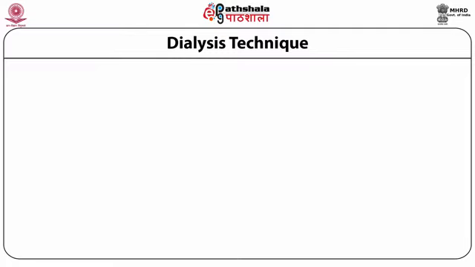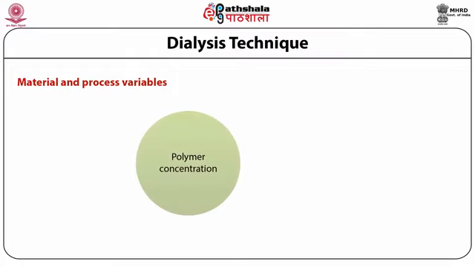Now, let us see what are the various process variables which affect the efficiency of this method. The variables we have already discussed in previous methods, but some particular process variables which affect this method are first polymer concentration and second solvent polarity.